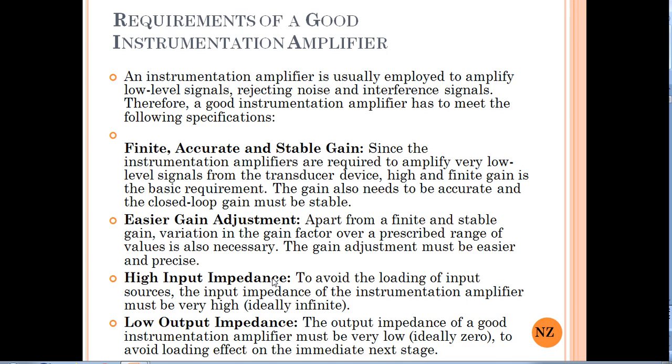The third one is high input impedance. We require an amplifier which gives very high input impedance in order to avoid the loading effect at the input side. The input impedance should be ideally infinite. Similarly, the output impedance should be the opposite. The amplifier should offer low output impedance in order to avoid any loading effect onto the next intermediate stage. We require the output impedance of the amplifier to be a very low value. Ideally, it is 0.